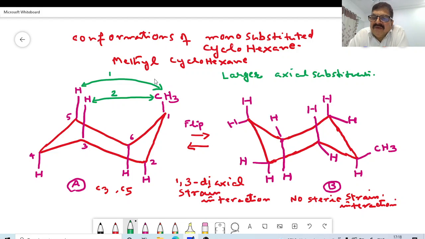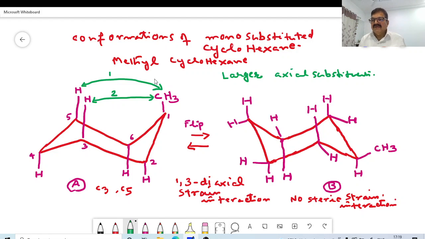So a conformation with a methyl group in the equatorial position will be more stable than a conformation with a methyl group in the axial position. That is why larger axial substituents create unfavorable 1,3 diaxial strain interactions. It will destabilize the cyclohexane conformation.